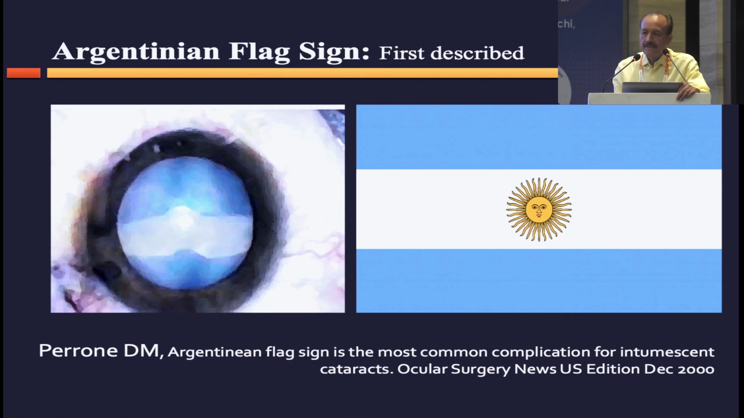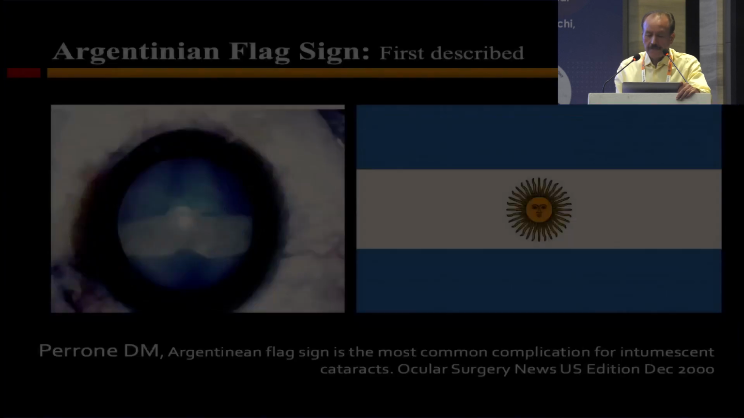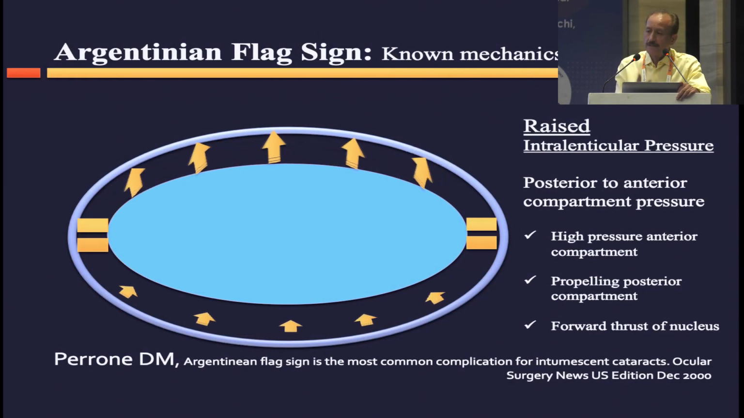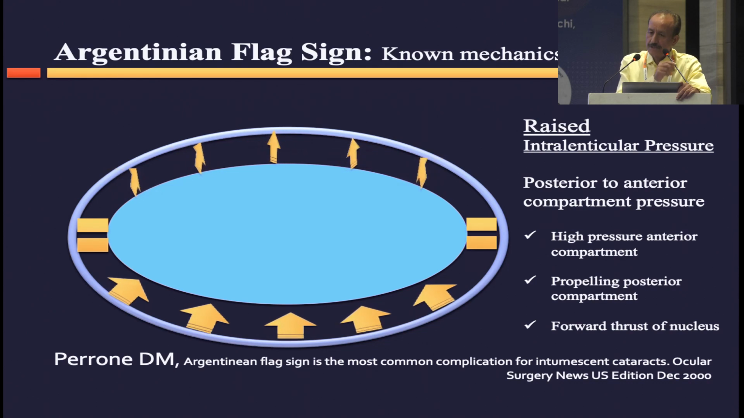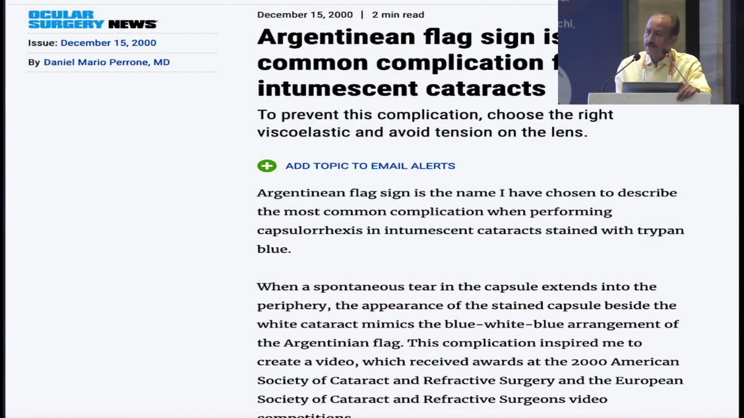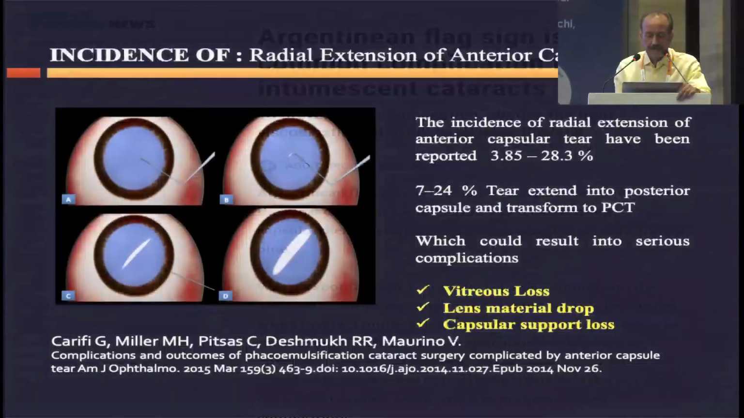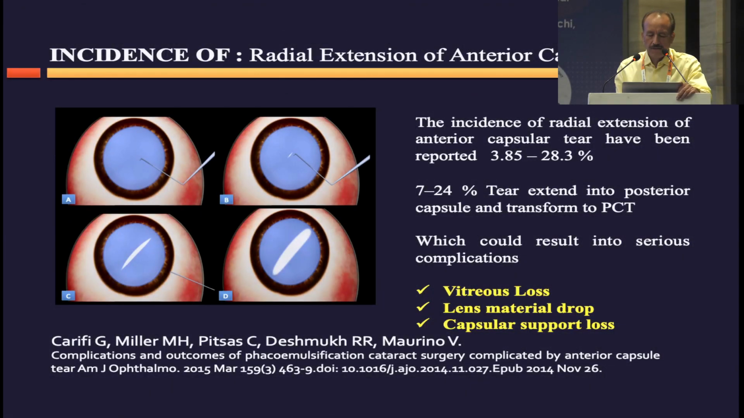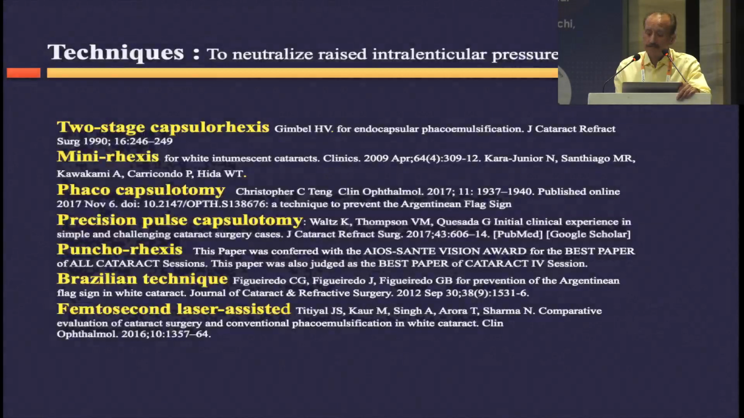And this has been described as the Argentinian flag sign by Perona somewhere in the year 2000. He said that it's primarily because of the raised intralenticular pressure and the release of the pressure, which creates this extension of the capsular tear. So this used to be one of the most common complications in intumescent white cataracts. The incidence is almost 28.3% of cases.